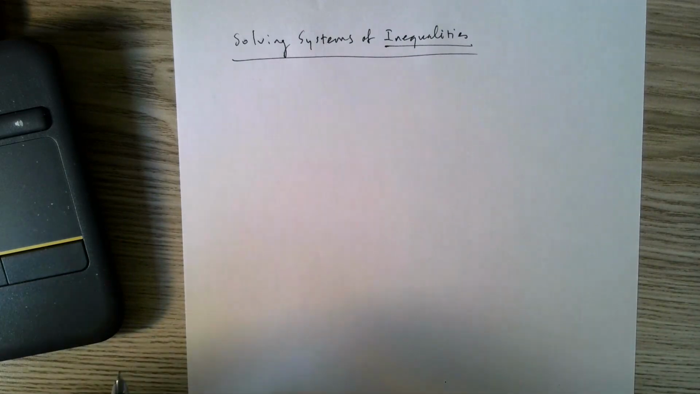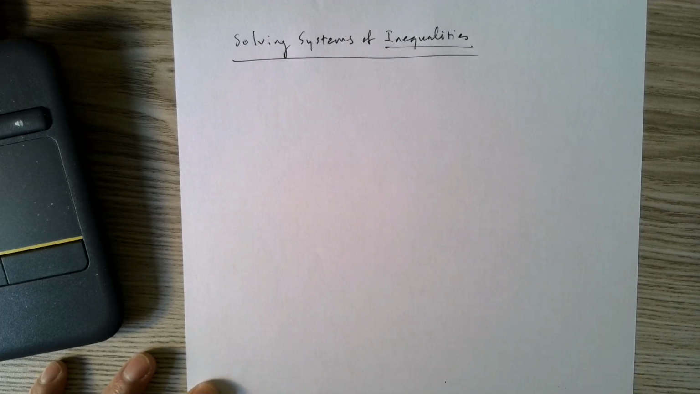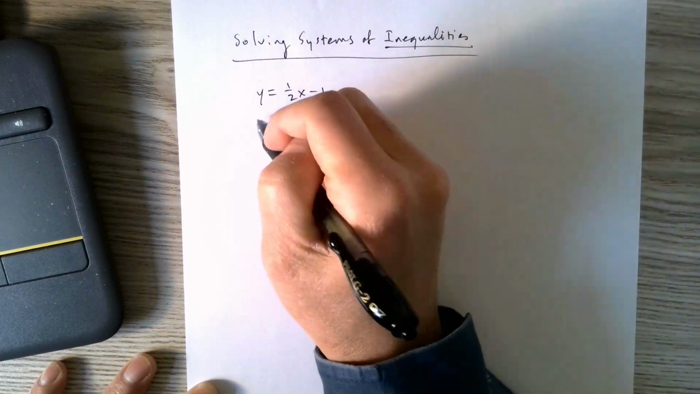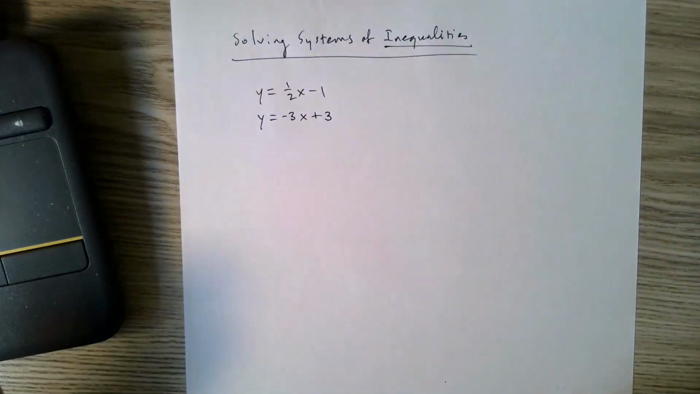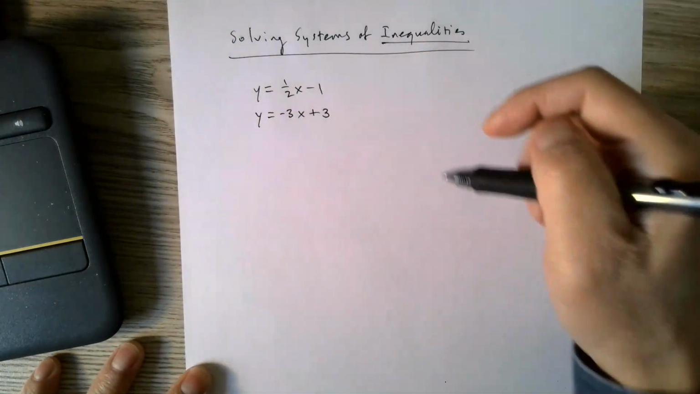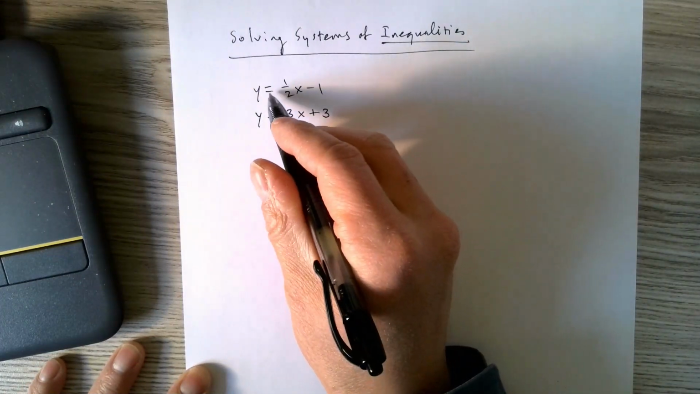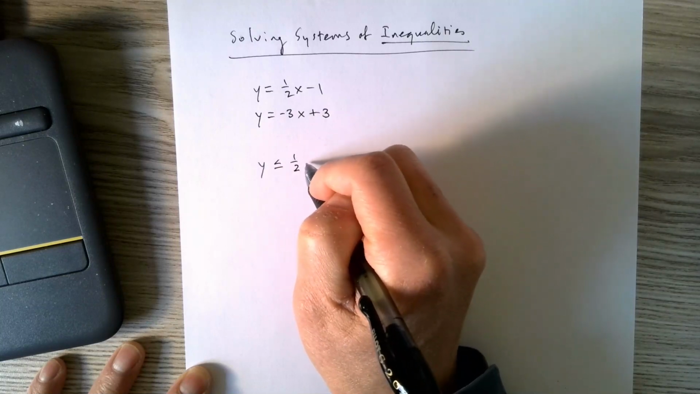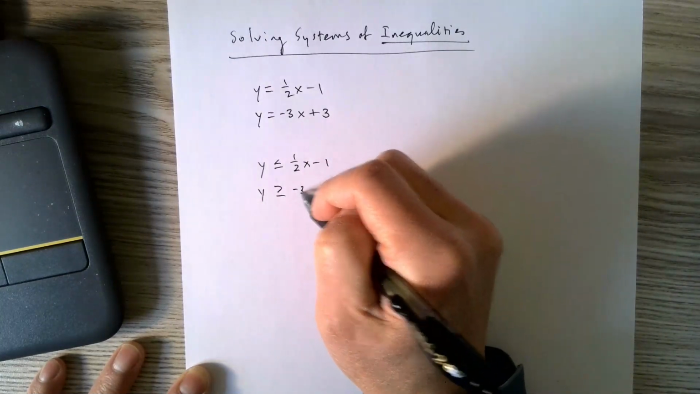First of all, we're going to have two inequalities in each system, just like we had two equations in each system of equations. So when we were doing systems of equations, we were given two equations that sometimes look like this. And now you're going to see a system of inequalities. So instead of equal signs, you will see inequalities. Less than or equal to in this case, greater than or equal to in the second one.